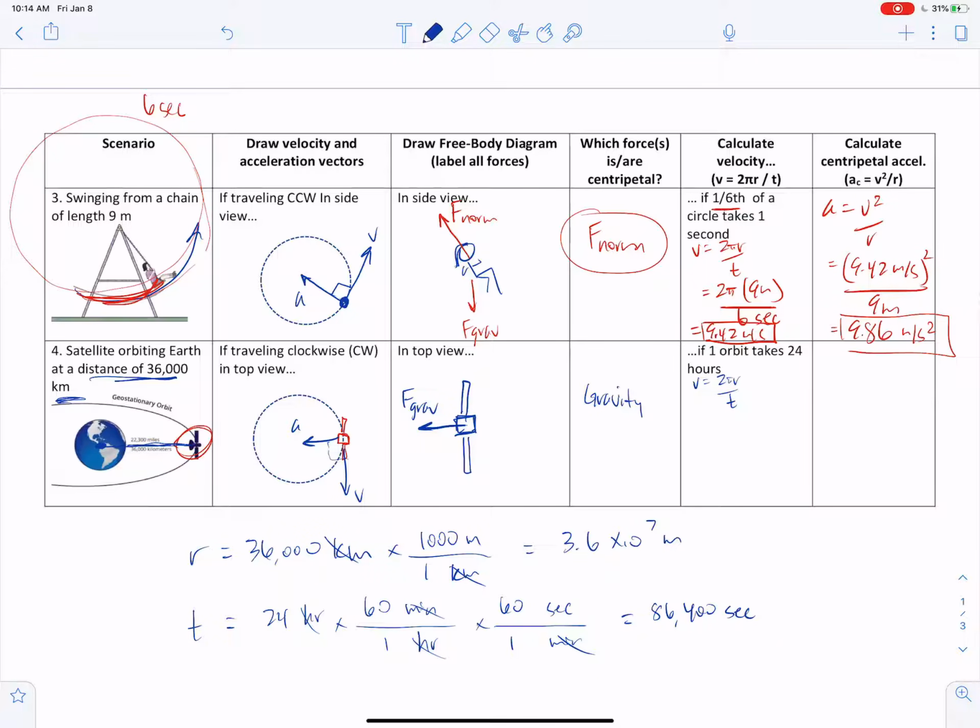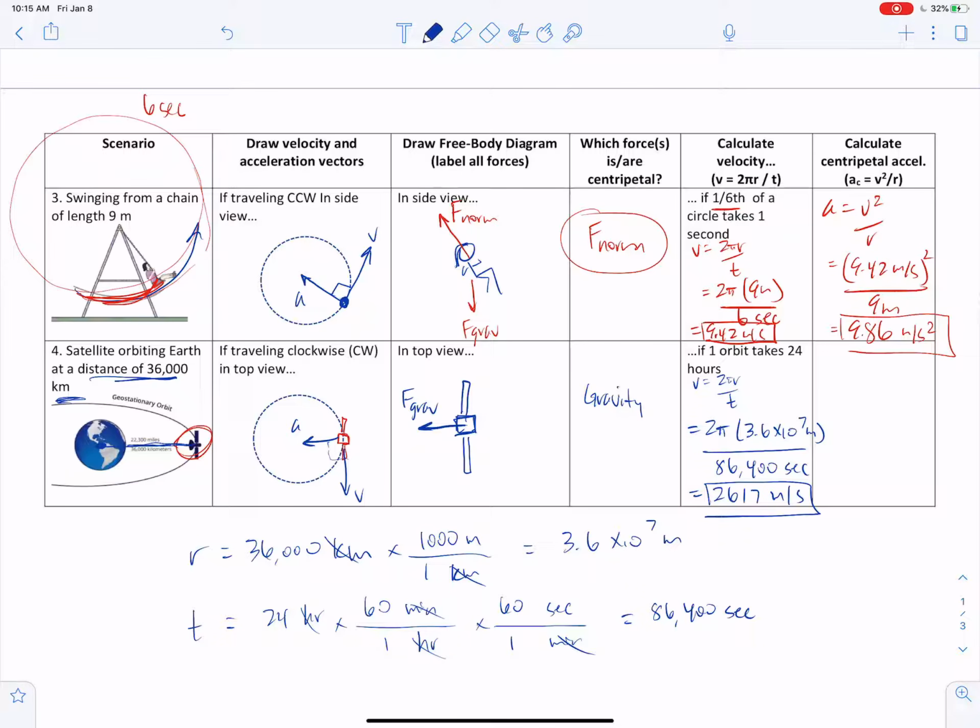So now we've got our radius in meters and our time in seconds, and this will give us a velocity in meters per second. So here we go, 2 times pi times the radius of 3.6 times 10 to the 7th meters divided by the time, 86,400 seconds, gives us a velocity of 2,617 meters per second. By the way, a rough conversion from meters per second to miles per hour is just double it. So this is going about 5,000 miles an hour.